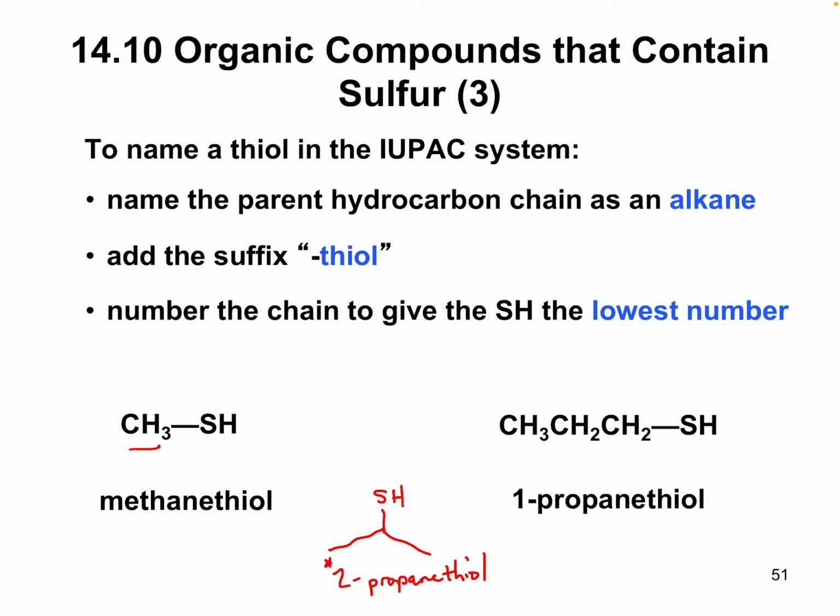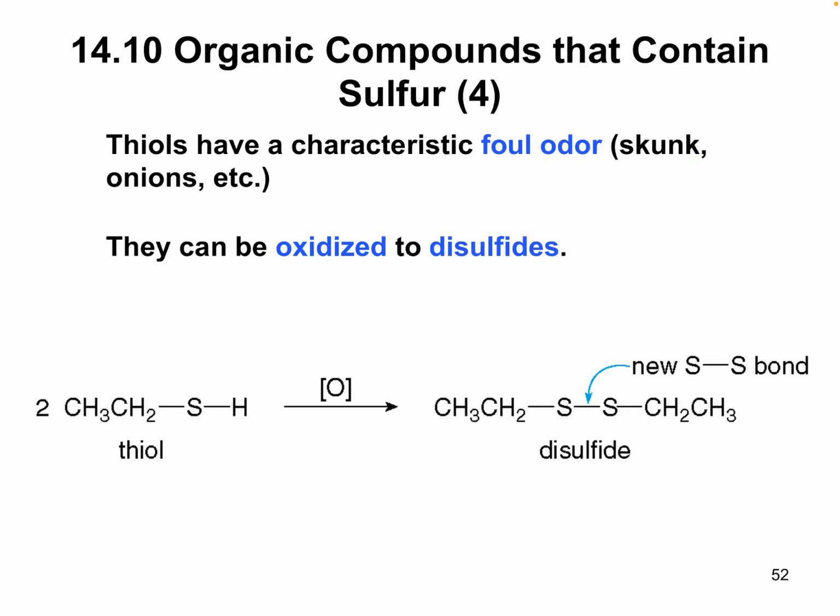So in both cases, the locant number locates where the thiol functional group is. All right, so that's pretty simple. We can name thiols just like we've been able to name all those other types of molecules in the IUPAC system by using the same rules.